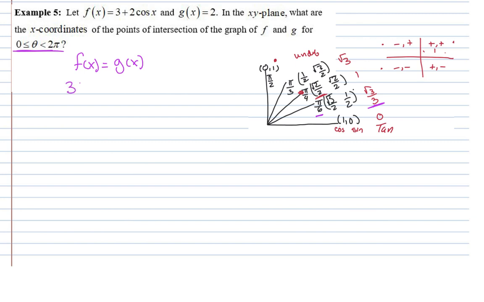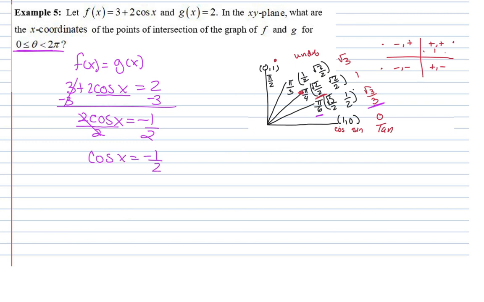So if you plugged it in, you get 3 plus 2 cosine of x is equal to 2. You need to solve for cosine, so you need to get this by itself. So we're going to subtract the 3 first from both sides, order of operations. You're going to have 2 cosine of x is equal to -1. Divide both sides by 2. And now you get cosine of x equals -1/2.